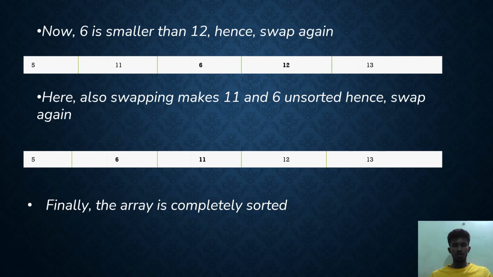Now 6 is smaller than 12, hence swap again, and the elements are 5, 11, 6, 12, and 13. Here also 11 and 6 are unsorted, hence swap again, and the elements are 5, 6, 11, 12, and 13. Finally, the array is completely sorted in ascending order.